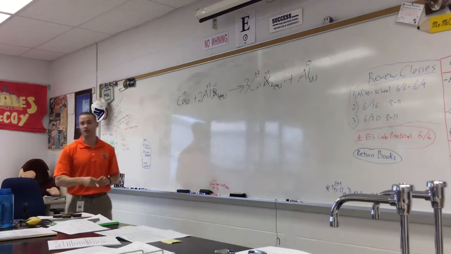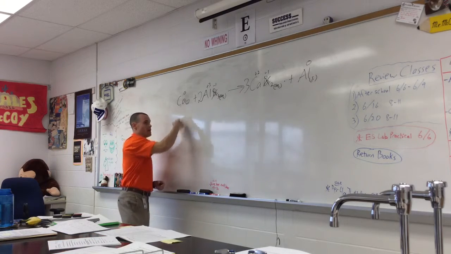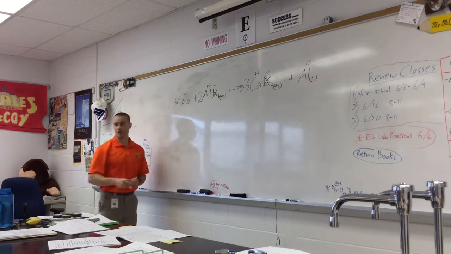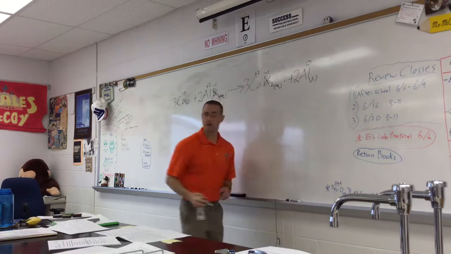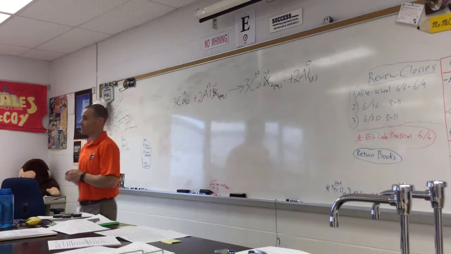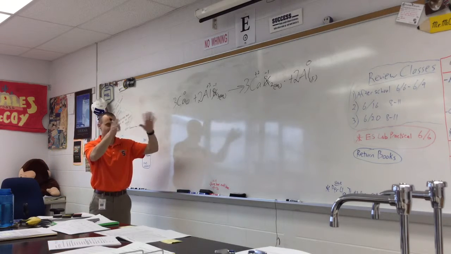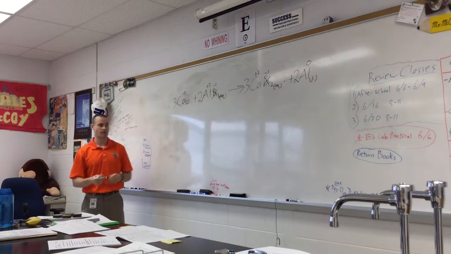Our charge is balanced. What's not balanced is the mass. We have 1 Ca, we have 3 Ca. That doesn't work, so I need a 3 here. I have 2 Al, I have 1 Al. That doesn't work, so I need a 2 there. So again, balancing charge and mass are kind of separate. I would balance charge first, then do the mass afterward. That's how I do it.